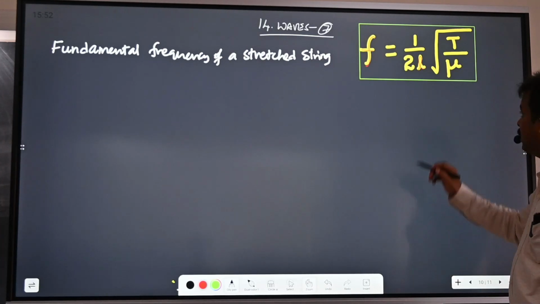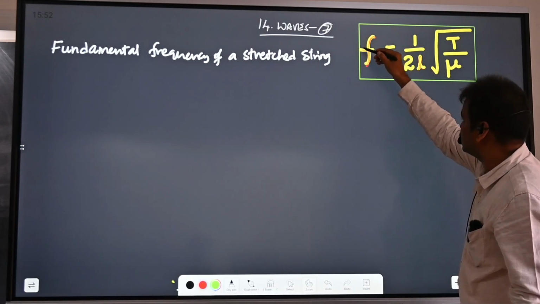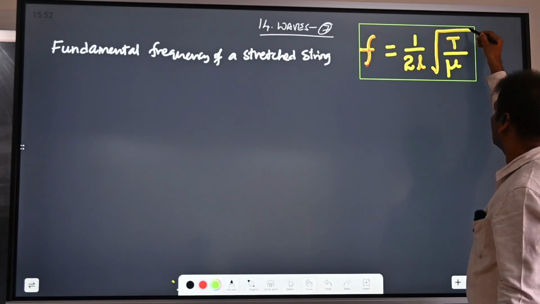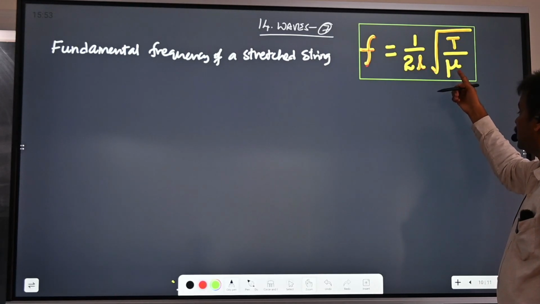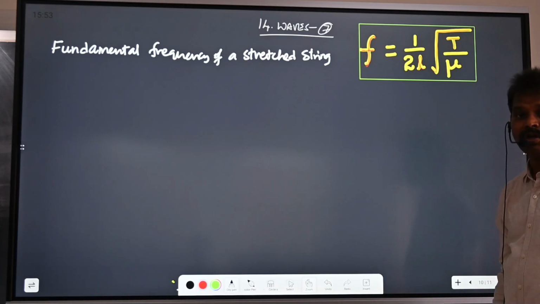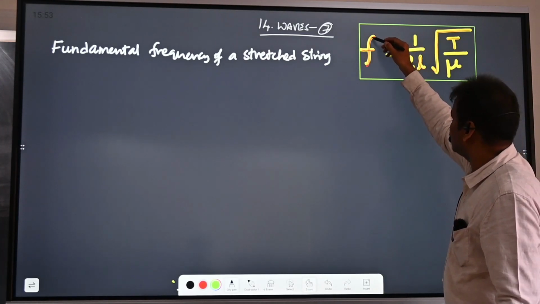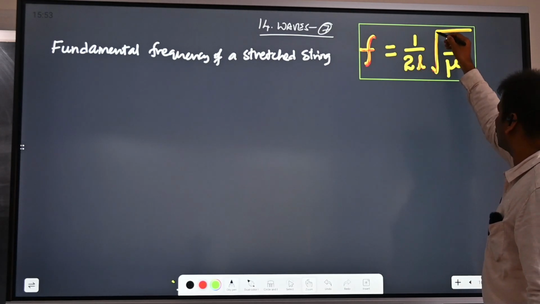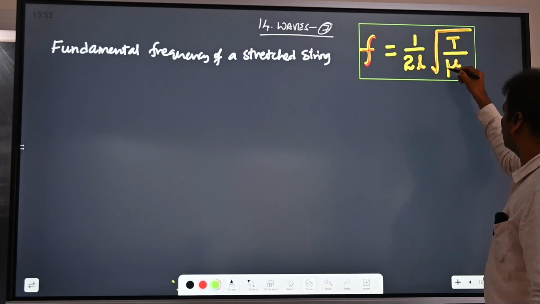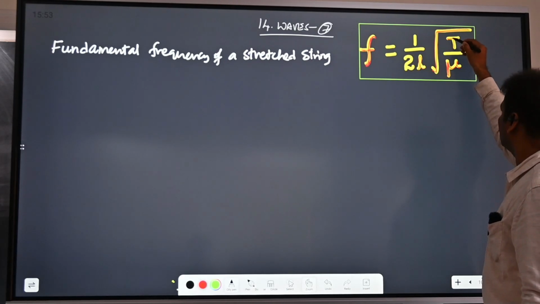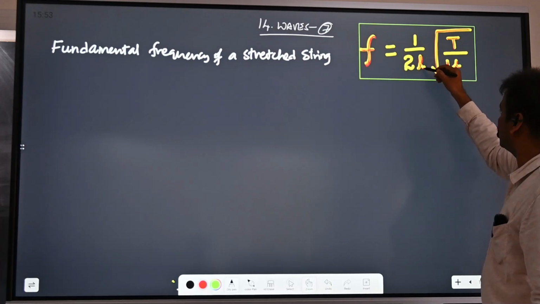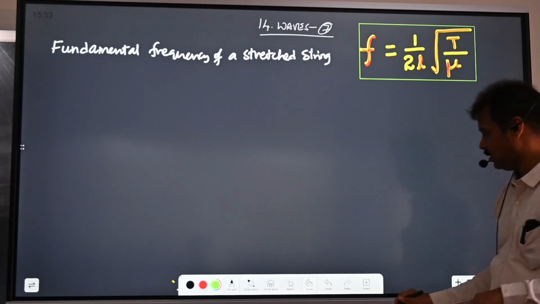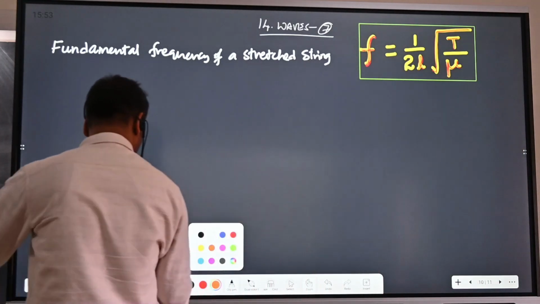First one. Second one, the fundamental frequency of a stretched string is directly proportional to root T if length and linear density of the string are kept constant. Third law, the fundamental frequency of a stretched string is inversely proportional to root mu if length and tension are kept constant. These are the three laws of transverse wave.